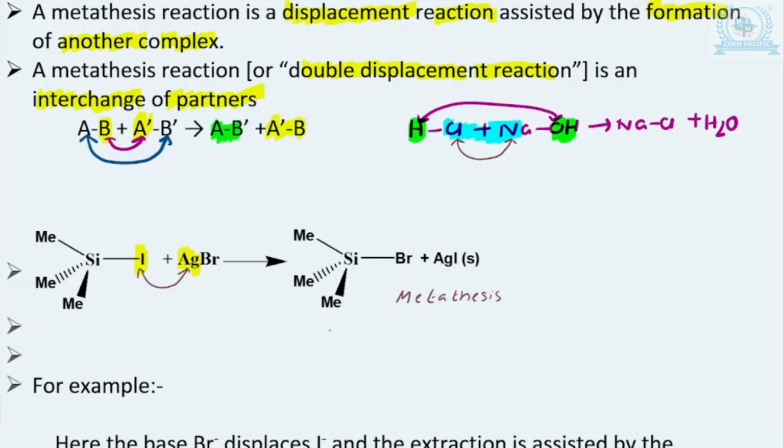Now this section is combining with this, and see, both partners are getting exchanged, resulting in the formation of the metathesis reaction. So this is a very simple example of metathesis reactions. Now let us proceed.